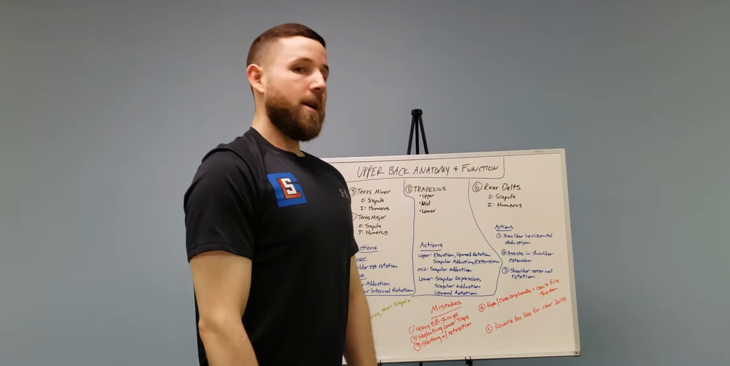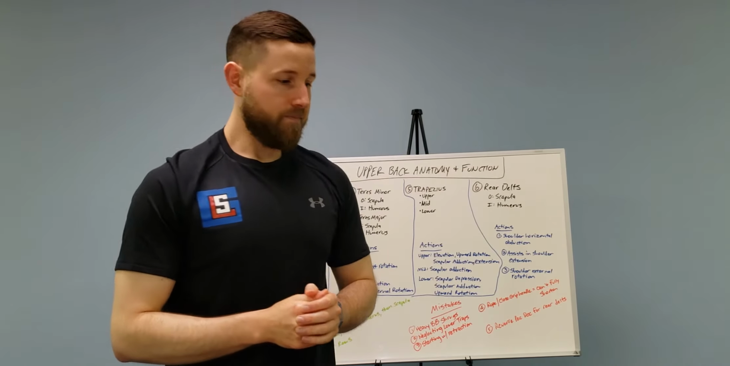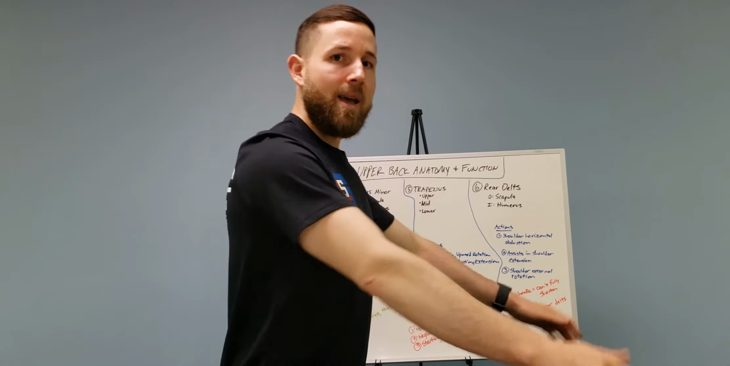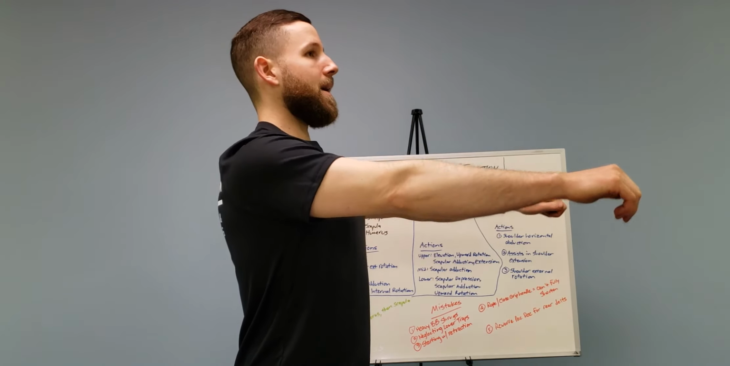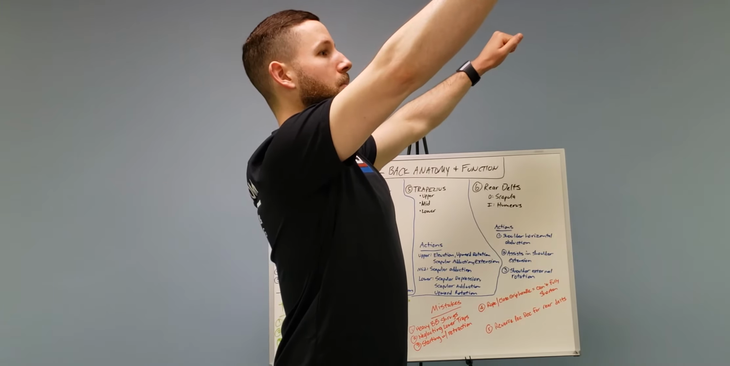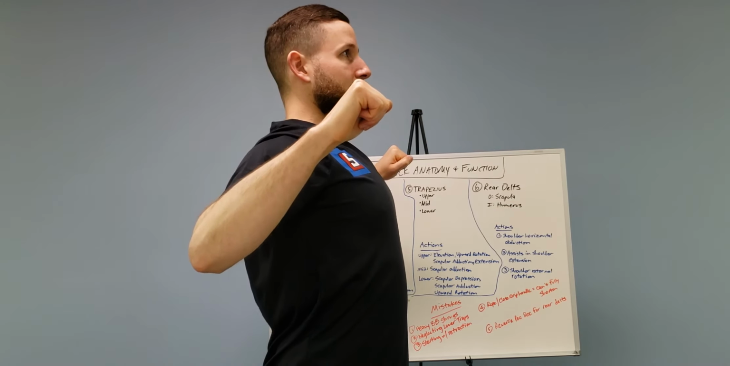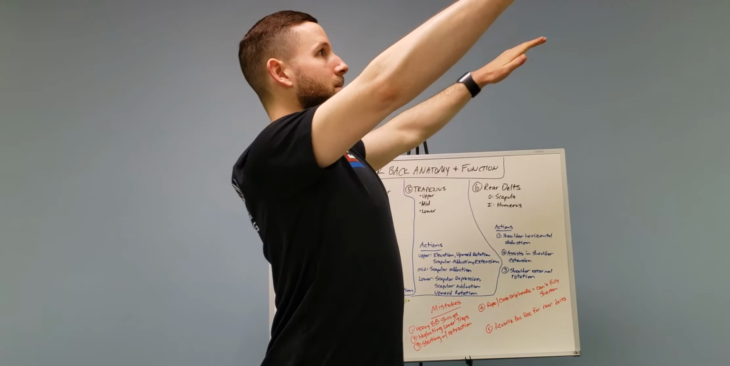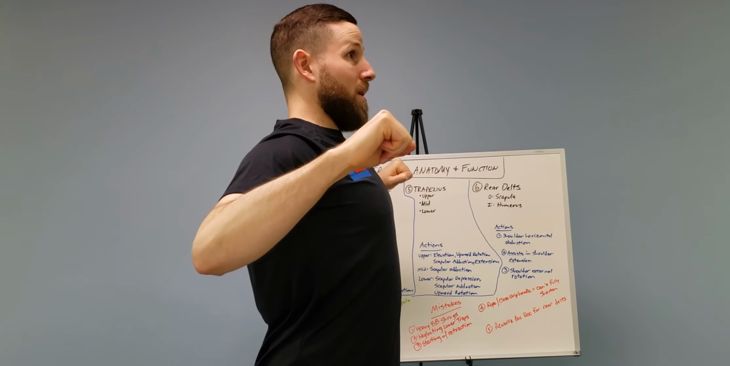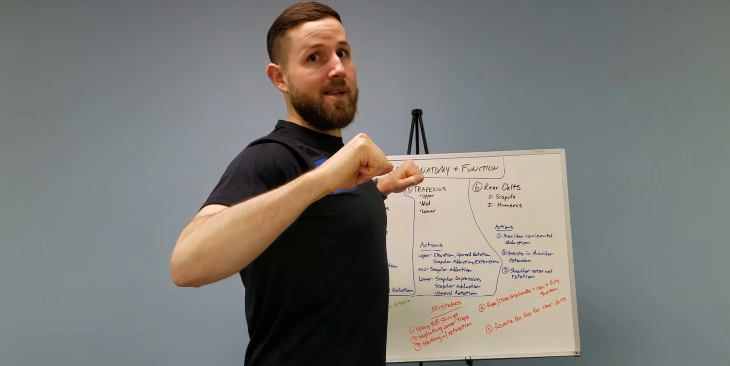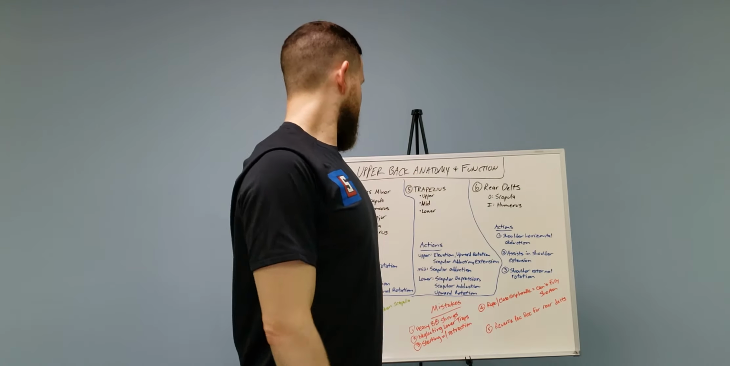Mistake 3 is starting with retraction. What I mean by this is, let's say we're going to do a pull down, starting with retraction and then pulling. See what I did there? Retract and then pull. What that does is it limits your range of motion.